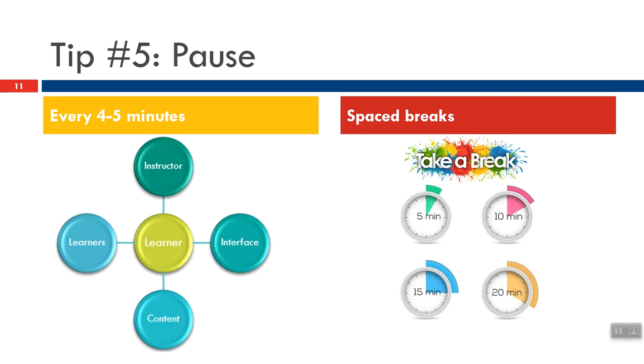Tip number 5 is pause. Every 4 or 5 minutes, pause. At this point is where you're going to insert an interactivity, something that the learner is going to do with the instructor or the content or the other learners or the interface. Just make sure there's some kind of interactivity based on all those interactivity tools that we just mentioned in Zoom. And then take spaced breaks. You decide. Whatever works for your class, you'll have a good feel for it, and then let them know how much of a break they're getting. Are they getting 5 minutes, 10 minutes, 15 minutes? Up to you. Just make sure to put that into your planning also.